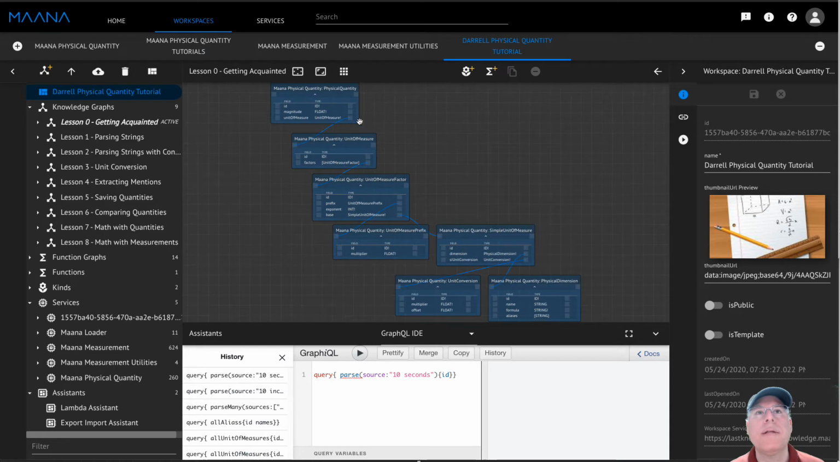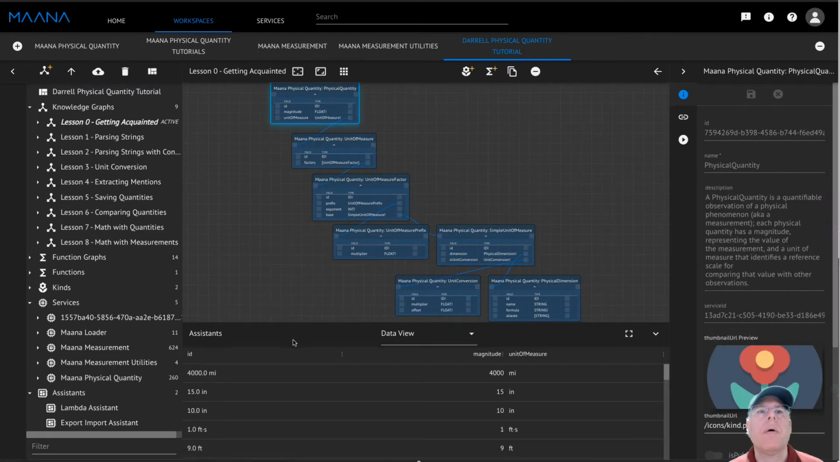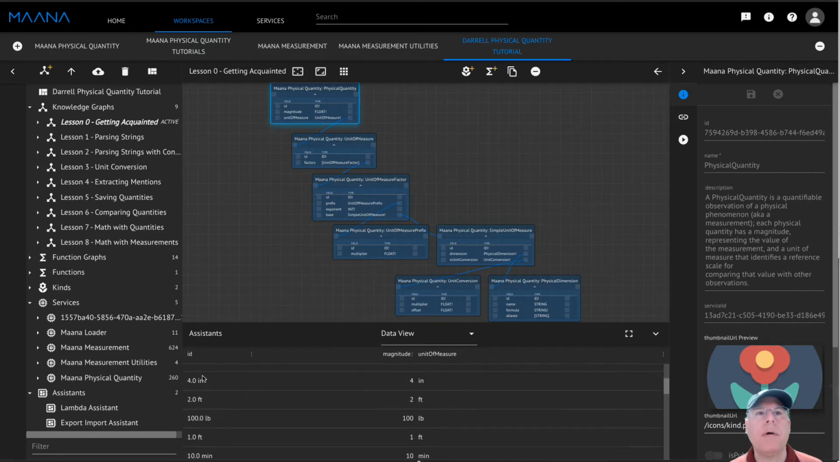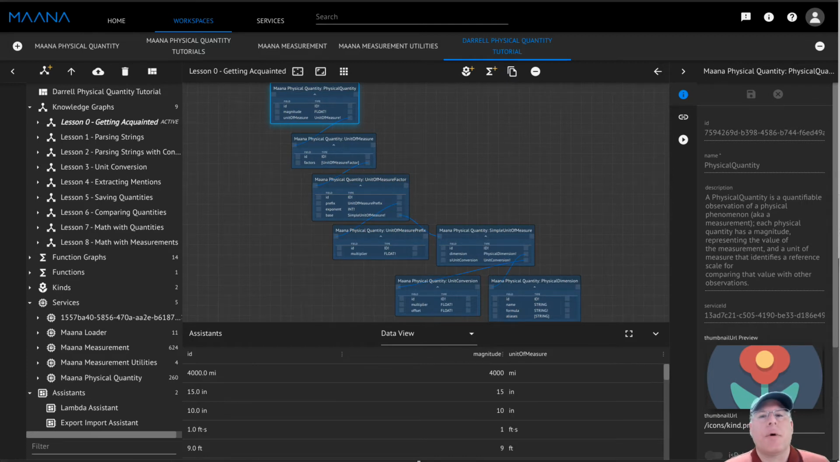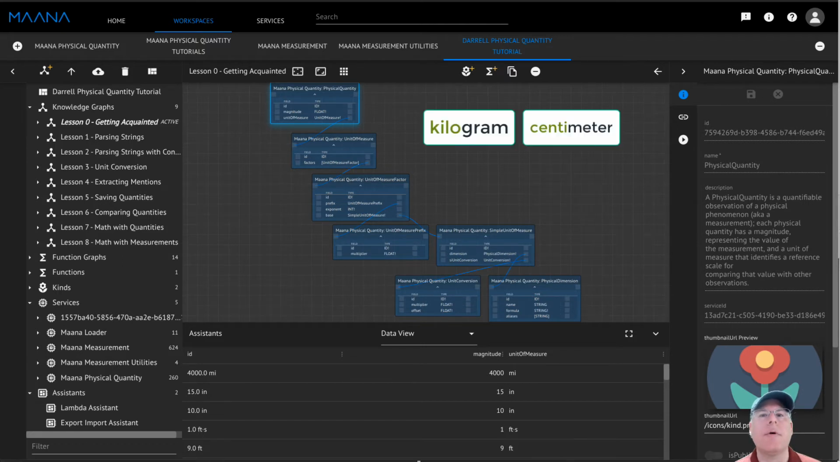The physical quantity kind has three fields. One that's a unique identifier for instances of that kind, and here we've used the surface form for the physical quantity. One that's the numeric magnitude, which is just a floating point number. The last field is the unit of measure, which is an instance of the unit of measure kind. When engineers work with units of measure, they frequently encounter units that have prefixes, like kilograms or centimeters. And they also encounter units that are defined as a ratio or product of other units, like torque is measured in feet-pounds, or velocity is sometimes measured in feet per second.